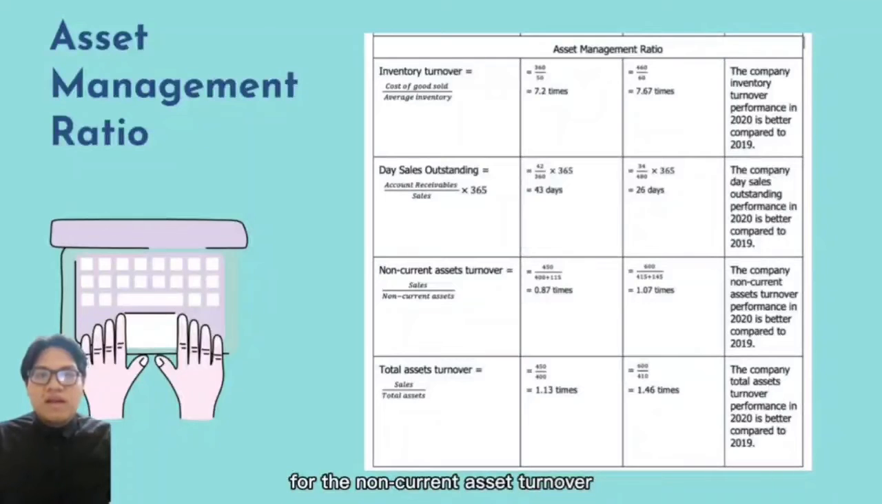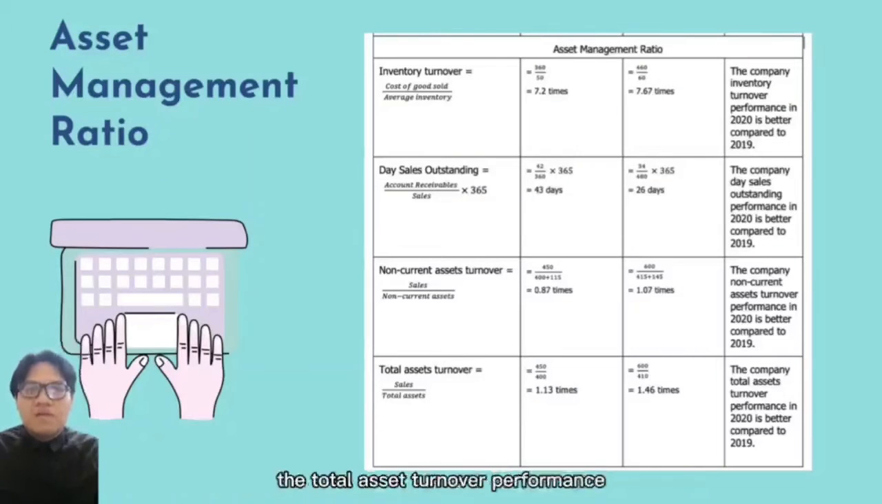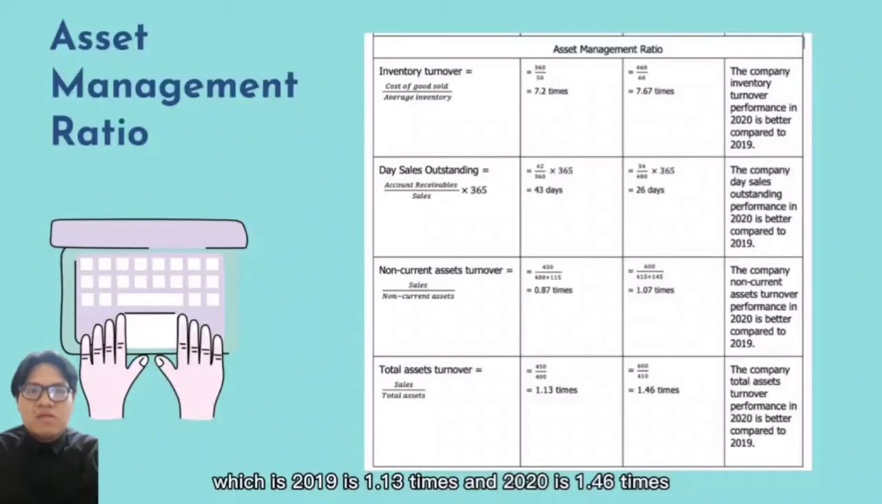For the non-current asset turnover, performance in 2020 is better than 2019, which is 2019 is 0.87 times and 2020 is 1.07 times. For the total asset turnover, performance in 2020 is better than 2019, which is 2019 is 1.13 times and 2020 is 1.46 times.